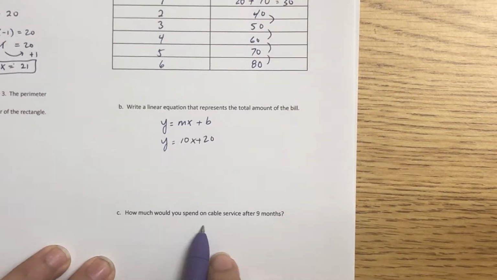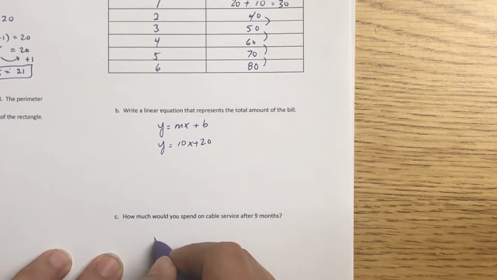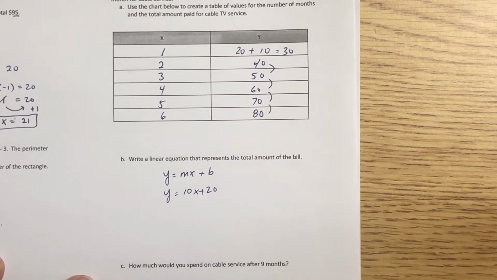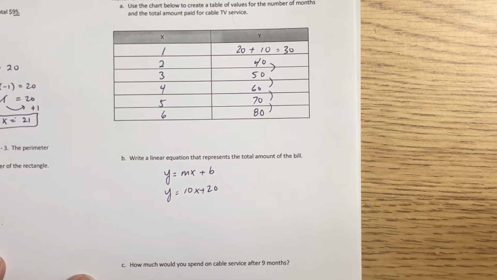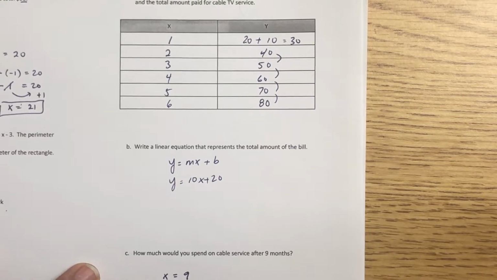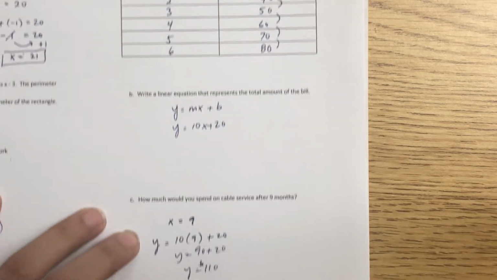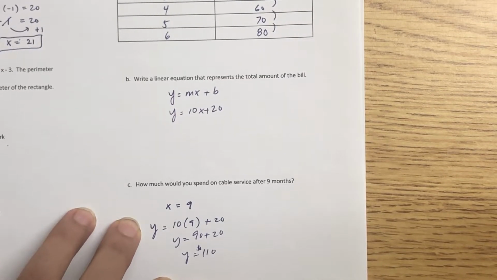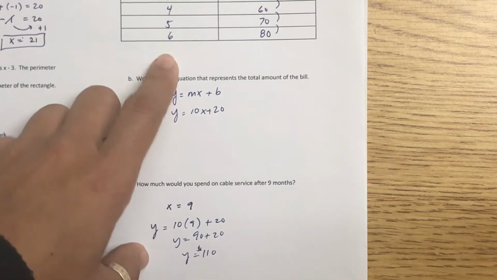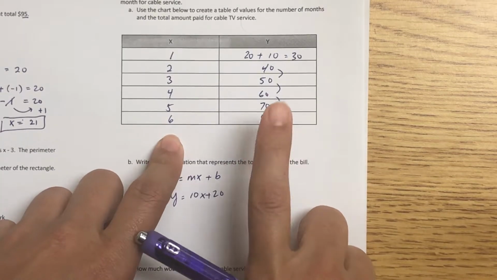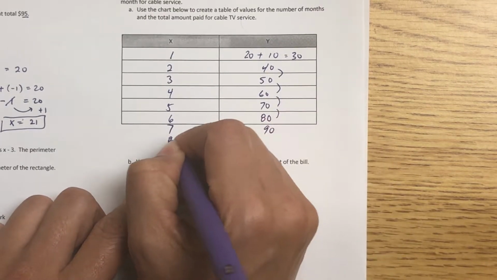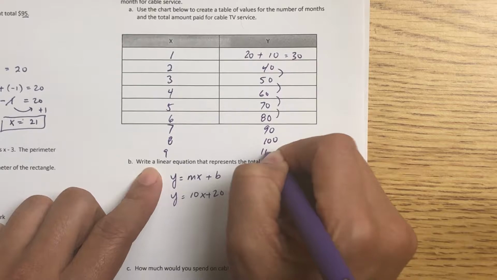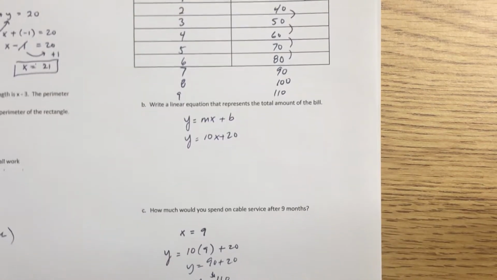How much would you spend on cable after 9 months? So when x is 9, all you're going to do is plug it in. So 10 times 9 plus 20, y equals 90 plus 20, y equals 110. So you're going to be spending 110. Or you can just continue the table. 6 will be 80, 7 is 90. I'll just write it down because it keeps changing by 10, right? 8 is 100, 9 is 110. Or you can just do that.